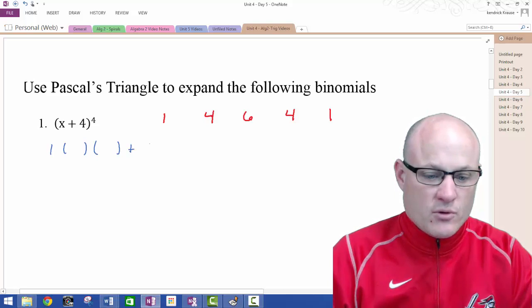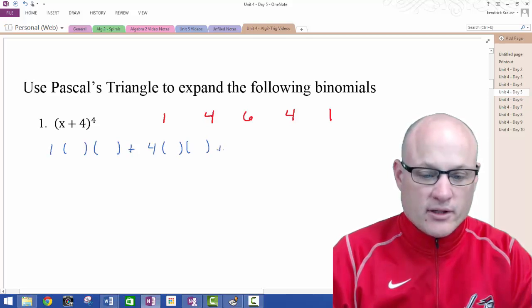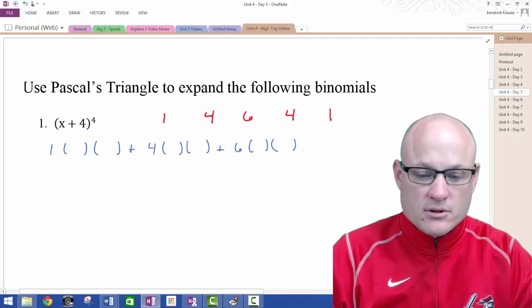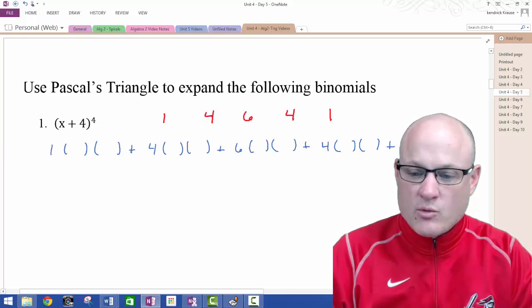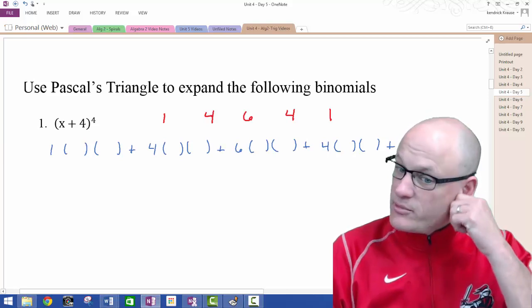Plus 4 and then 2 sets of parentheses. 1 is for the x, 1 will be for the 4. Plus 6, 2 sets of parentheses. Plus 4, 2 sets of parentheses. Plus 1, and then 2 sets of parentheses. So you can see when I get to the one that's got a 7 on it, we're going to be here for a while.